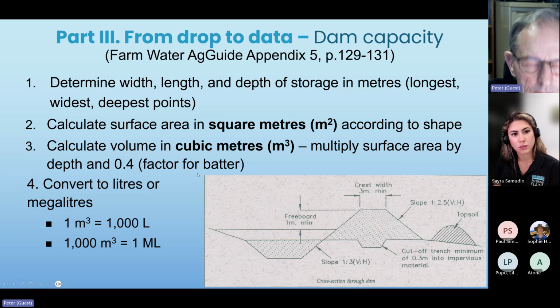You then have the volume of the dam in cubic metres, and you can convert the cubic metres to litres or megalitres if you wish.